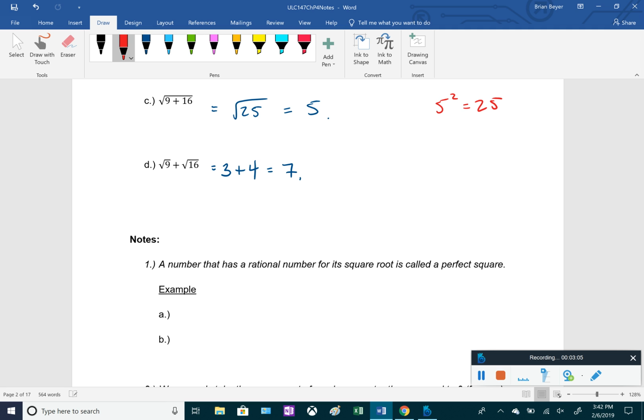I'll write here, square root of 9 was 3 because 3 squared equals 9, and the square root of 16 is 4 because 4 squared equals 16. And I'll put a little note here, which we can see from what we just did. I'm going to use a and b. The square root of a plus b does not equal the square root of a plus the square root of b. That's just what we saw happen here in parts C and D.